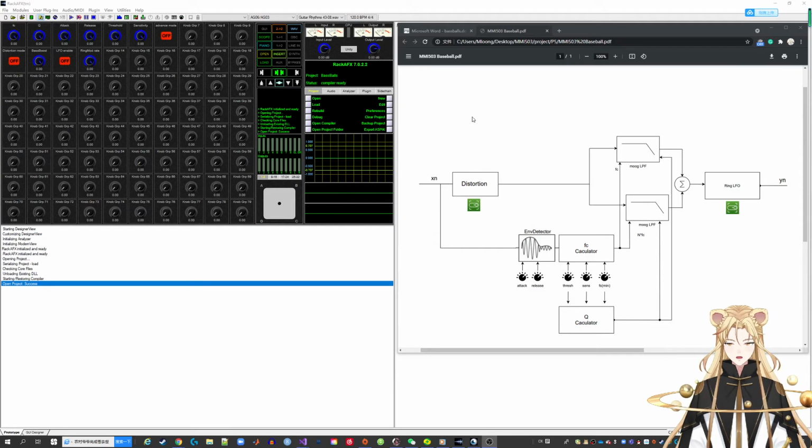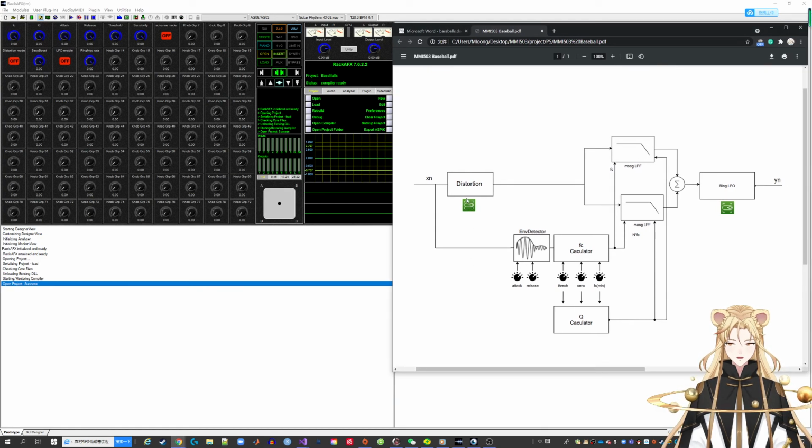The plugin I'm going to introduce to you today is a clone of the EH Baseball plugin. So let's have a look at the block diagram first. The plugin has two modes, the normal mode and the advanced mode. The diagram I show here is the diagram of the advanced mode. I will explain what's the difference between these two.